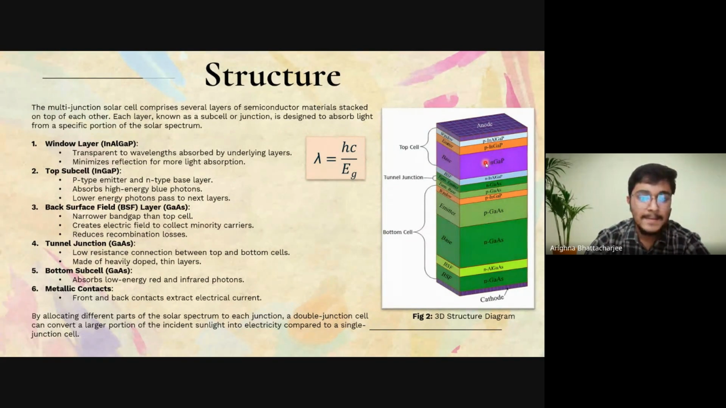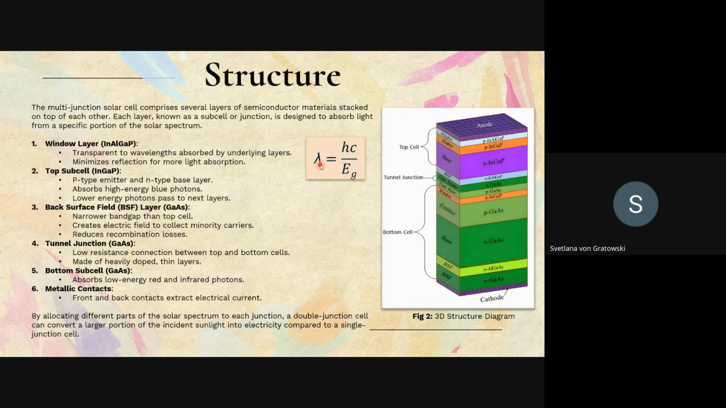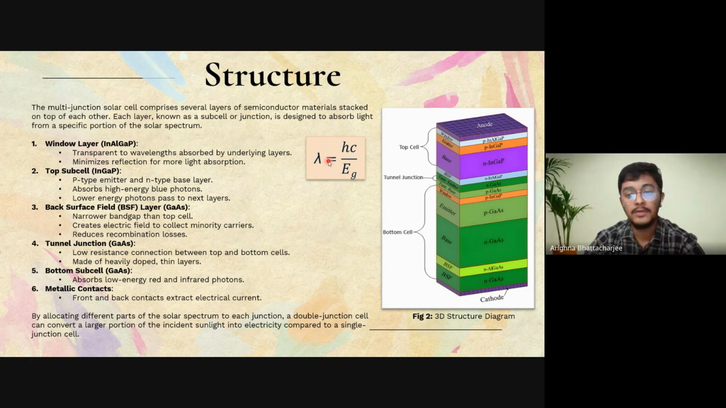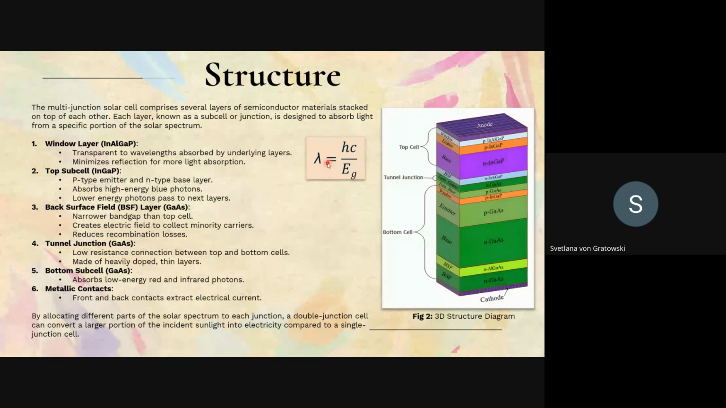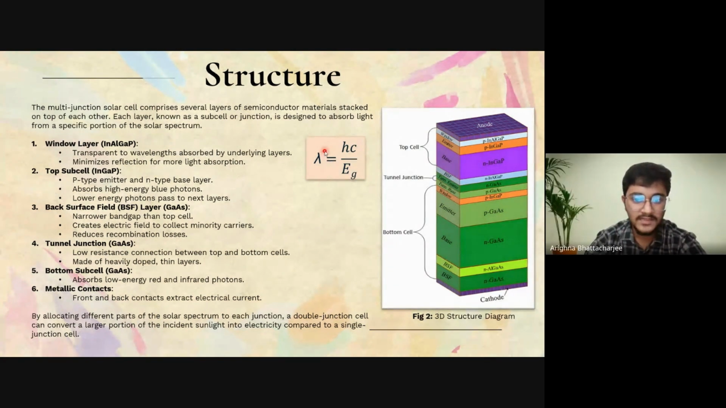Why? Because the high energy blue photons have lower wavelength. By this formula, lambda equals to hc by Eg, the band gap. As indium gallium phosphide has a higher band gap, it traps the higher energy and lower wavelength blue or the ultraviolet photons, and it traps them. The lower energy photons or the higher wavelength photons can pass on to the next regions.